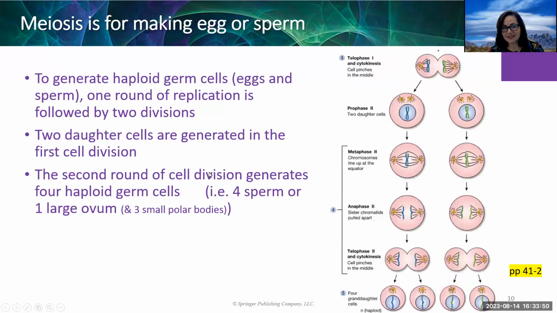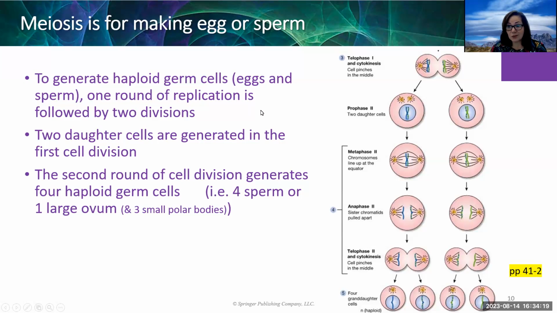In contrast, there's another kind of cell division. It is only performed in the ovaries and in the testes, and it's only for making eggs and sperm. This kind of cell division is meiosis. That generates a cell that has half the normal number of chromosomes, so from 46 down to 23. The term for that is haploid.